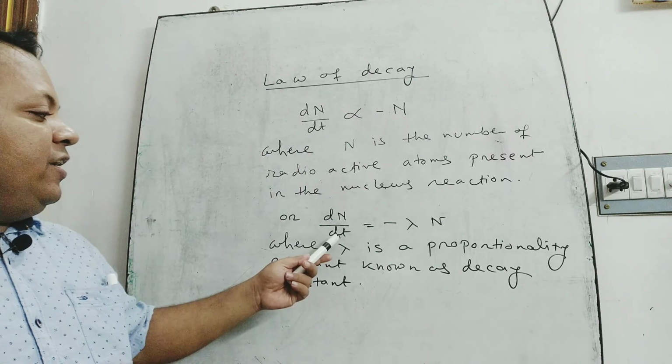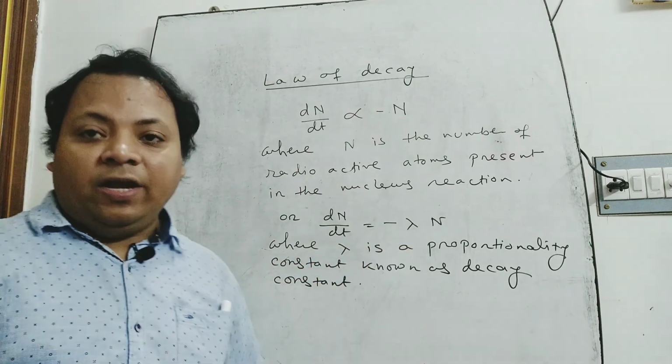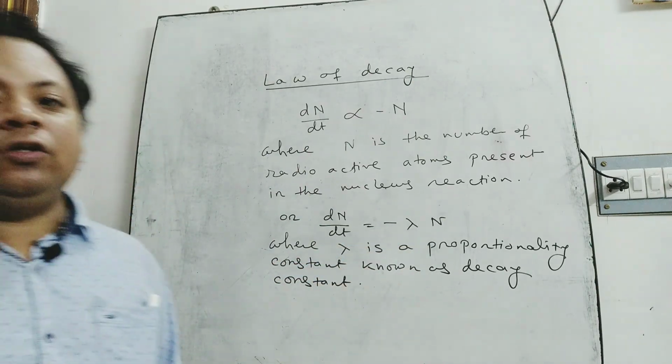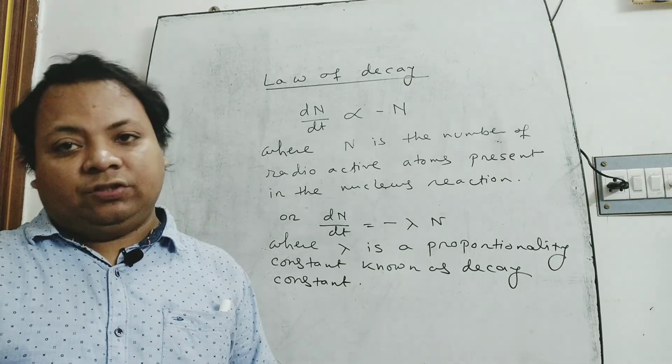This gives dN/dt is equal to minus lambda into N, where lambda is a proportionality constant known as decay constant.